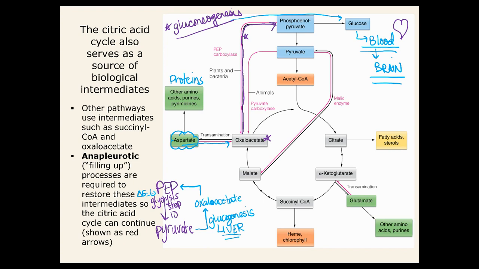Okay. Other things shown here, which I won't stress too much, are citrate can go to make fatty acids and sterols. Succinyl-CoA can form heme and chlorophyll. The one, though, that I really like is alpha-ketoglutarate to glutamate and forming other amino acids. This is going to come up for us later.